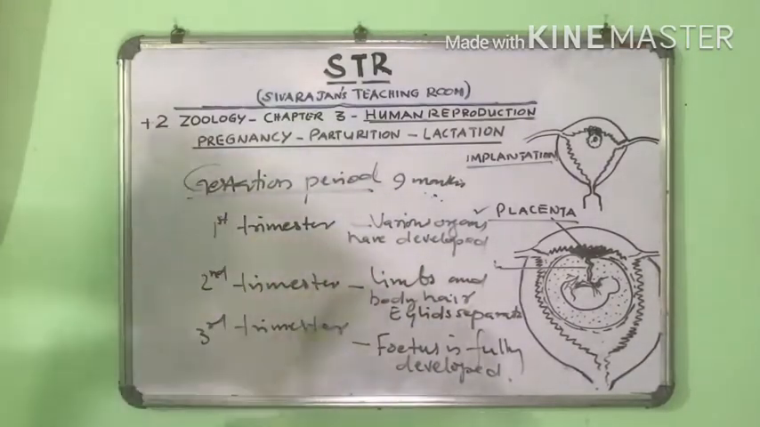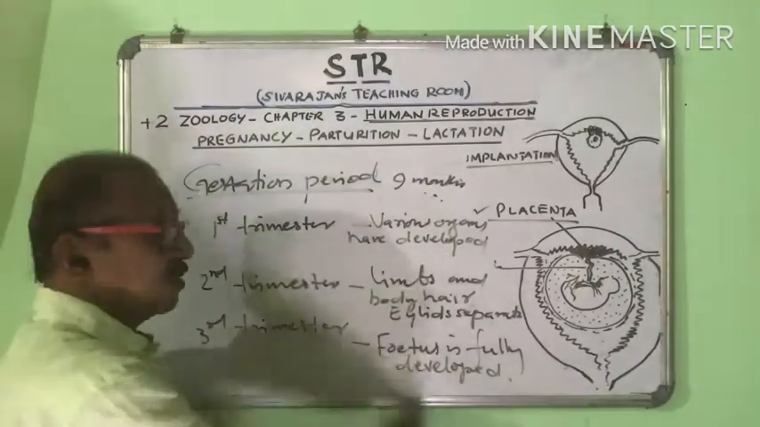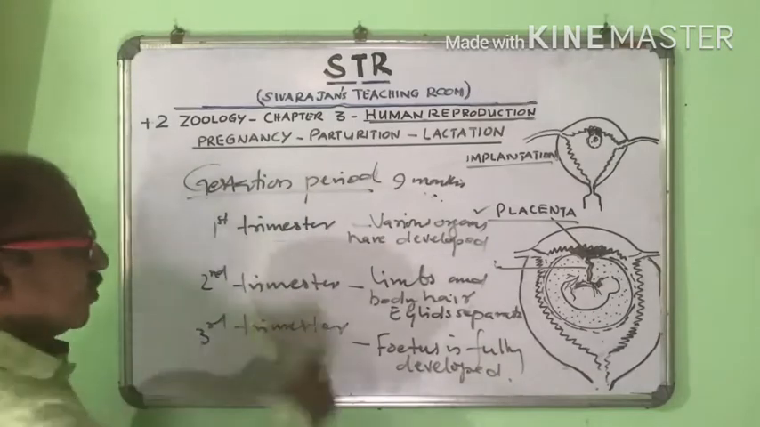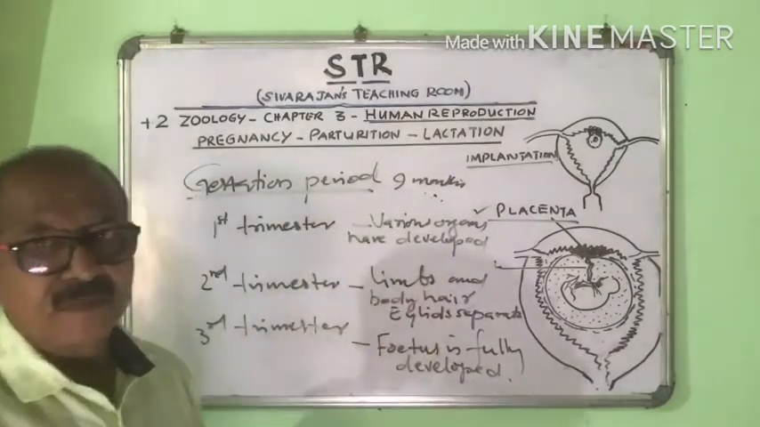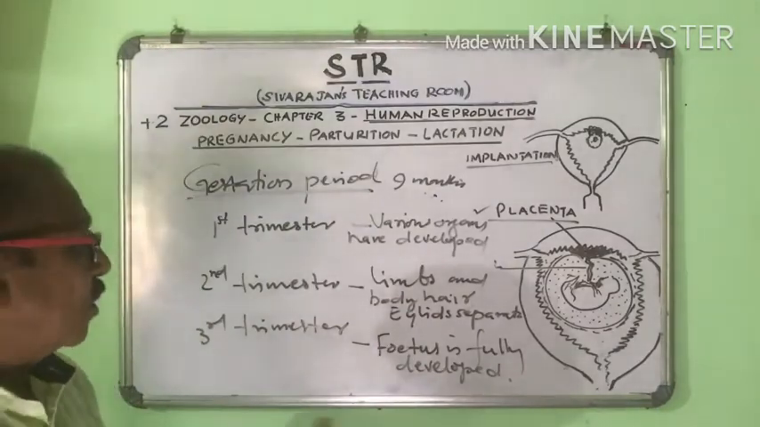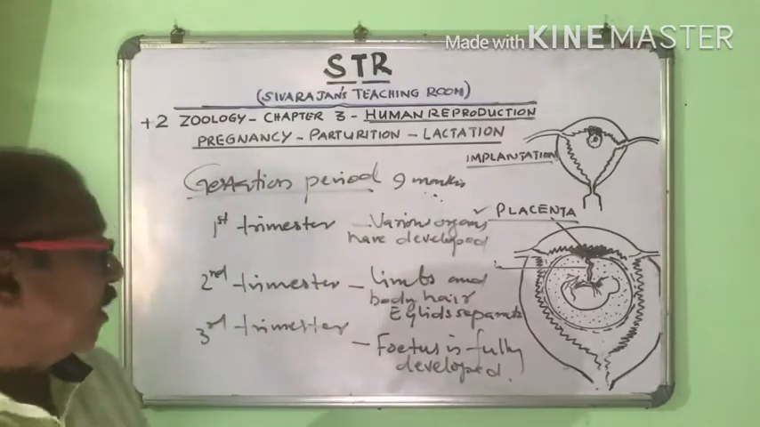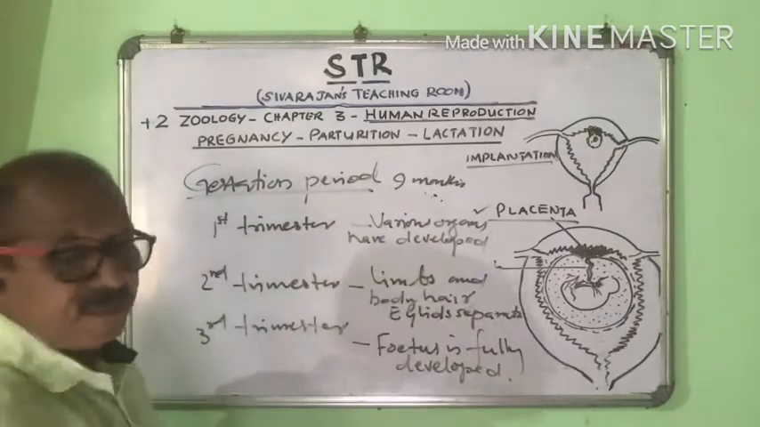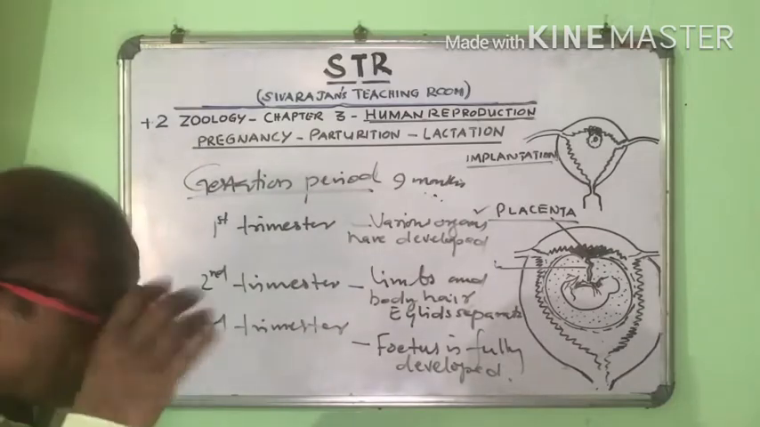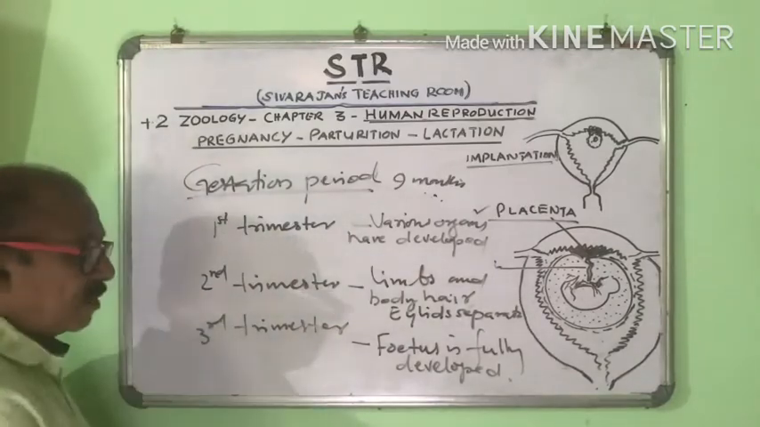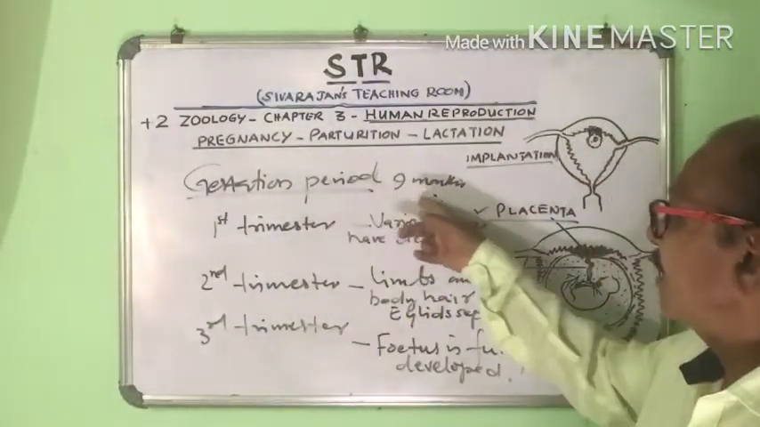So during the first trimester, all the major organs have developed. During the second trimester, the limbs are grown, the legs and hands, and hair growth appears on the body. Then the eyelids separate, the eyes open. Then by the third trimester, the fetus is fully developed. So this is the gestation period.